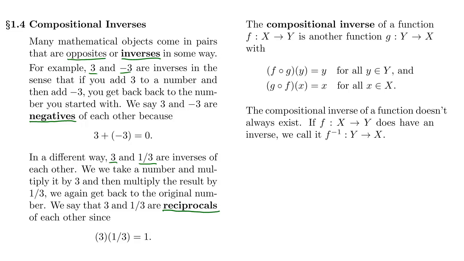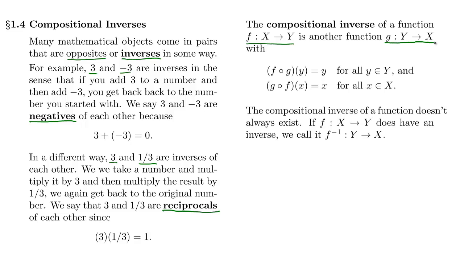Now I'd like to define the compositional inverse of a function. If you start with a function f which takes values in a set X to values in a set Y, then its compositional inverse is another function, we'll call it g here, which maps from Y back to X. It also needs to satisfy two more conditions. You need to check that f composed with g takes every element little y in capital Y back to itself, and you also need to check that g composed with f takes every element in X back to itself.